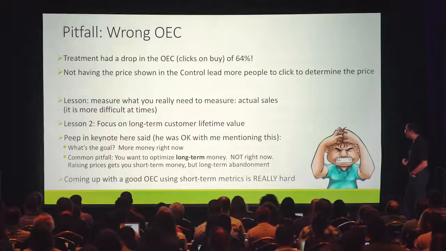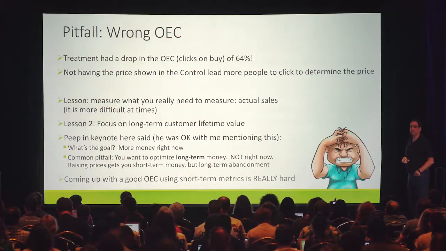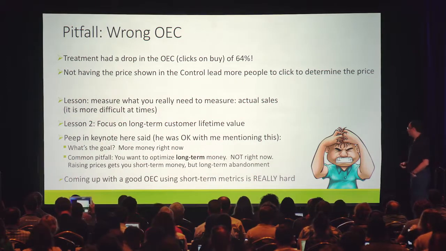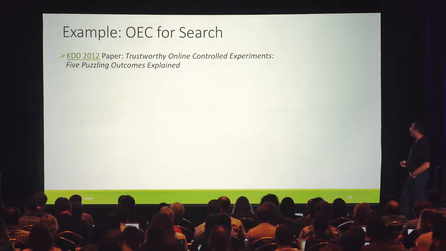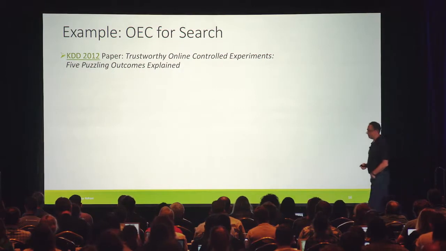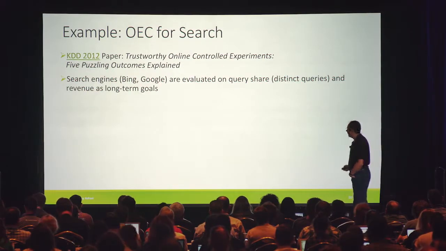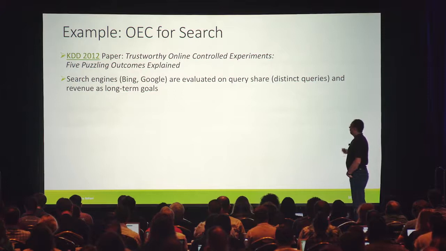Coming up with a good OEC is really, really hard. I think of it as one of the toughest problems that we faced when we onboard a new group. So think about search, for example. Okay? And this comes from a paper that we wrote a few years ago. We're evaluated on query share, so what percent of the whole search market does Bing have? Currently about 21%. And revenue, right? We need to make money.